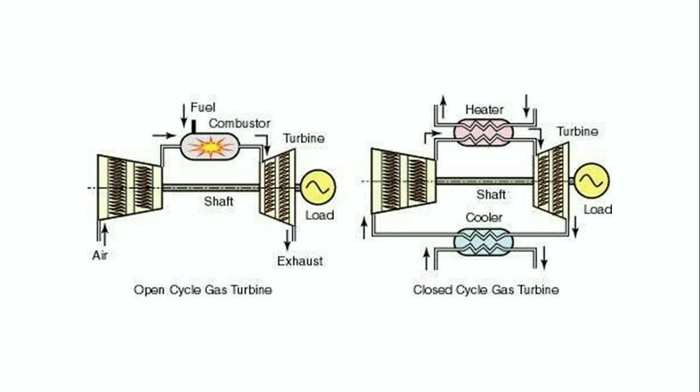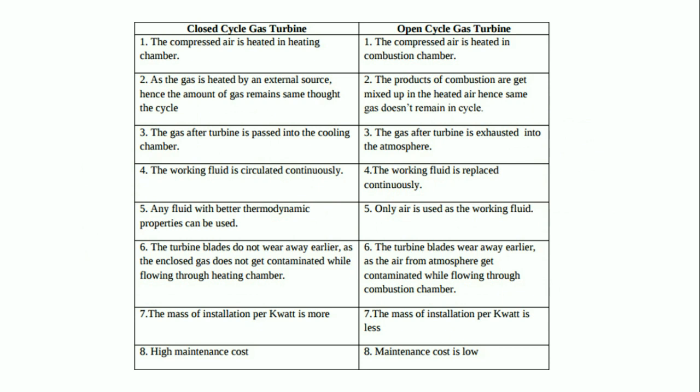Again, the exhaust of the turbine is passed through one more heat exchanger, which is called a cooler, which cools the thermodynamic medium. Again, it is sent back to the compressor. These are the differences between the closed cycle and the open cycle.